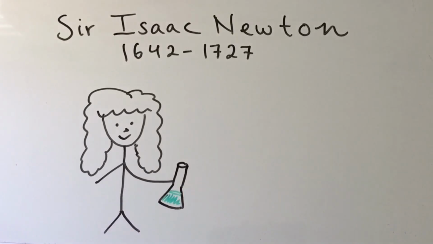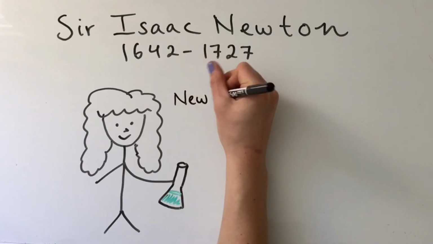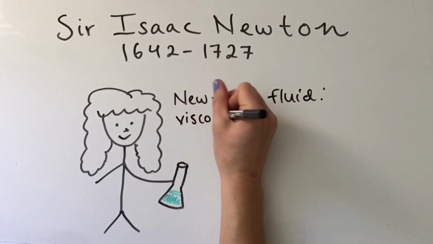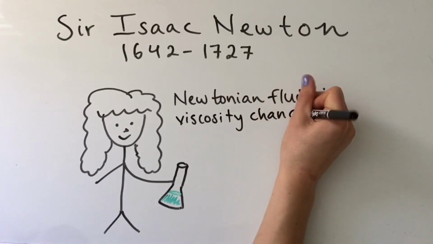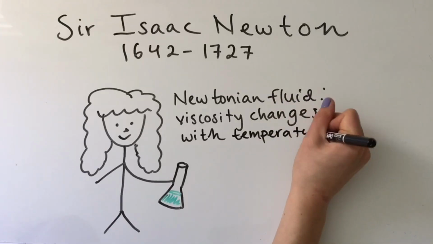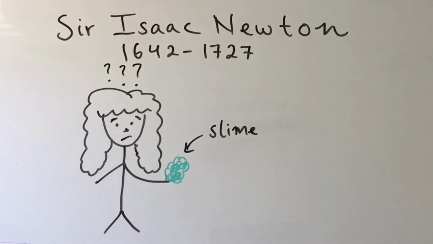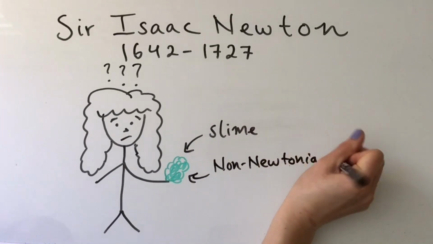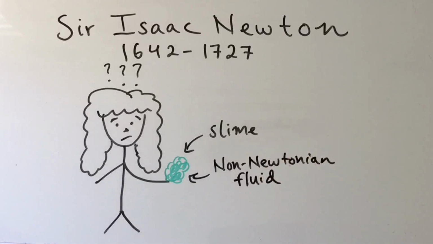Newton said that a fluid's thickness or viscosity is determined by temperature. Liquids that obey this rule, like water or mineral oil, are called Newtonian fluids. Most of the liquids we interact with are Newtonian fluids. But slime changes viscosity in response to other influences, like how much you pull it. This makes slime a non-Newtonian fluid. Other examples include honey and ketchup.